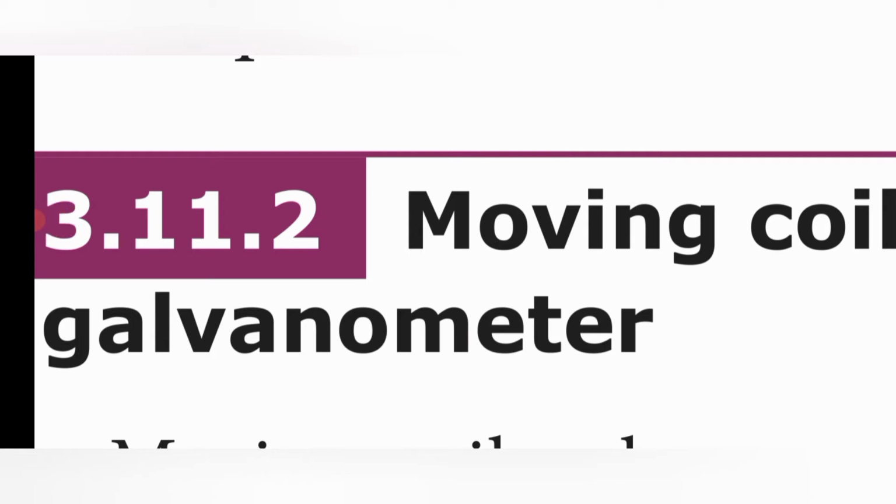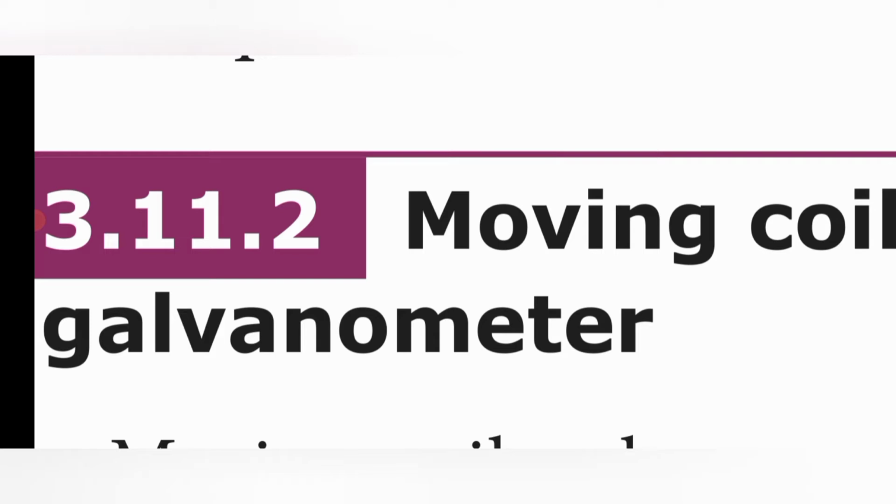Today's topic is the moving coil galvanometer. This is in Unit 3, the lesson on magnetism and magnetic effect of electric current. So this is the last topic in this lesson. Here we will see about the moving coil galvanometer.